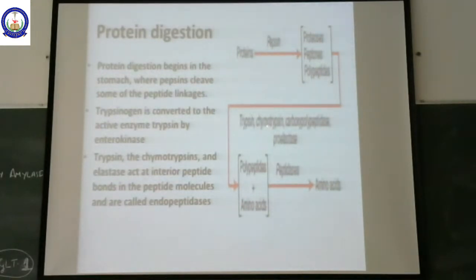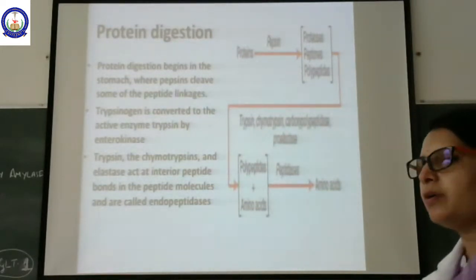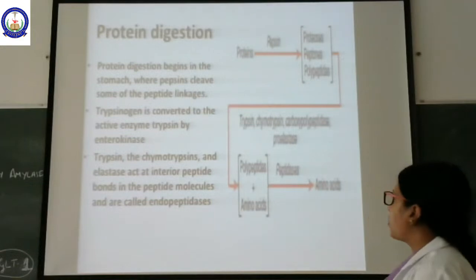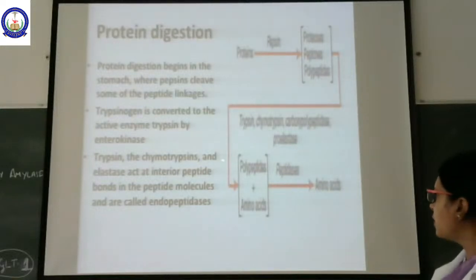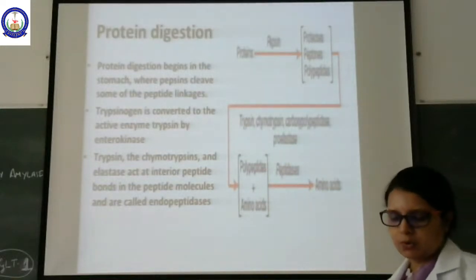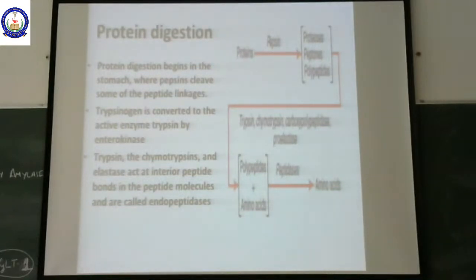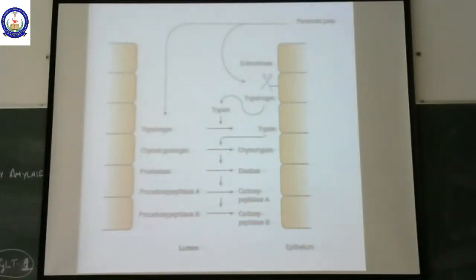Later, these are acted upon by trypsin, chymotrypsin, carboxypeptidases, and also elastases into polypeptides and amino acids. Okay, so later these are in turn acted upon by peptidases and they are broken down finally into amino acids. So the proteins are first broken down into proteoses and peptones. Then these are in turn broken down by peptidases into amino acids. Amino acids will be finally absorbed by the intestinal epithelial cells. So this is the summary of protein digestion.